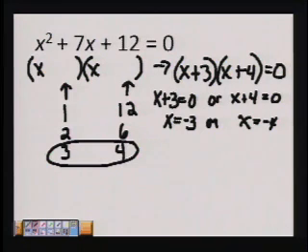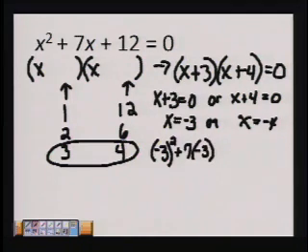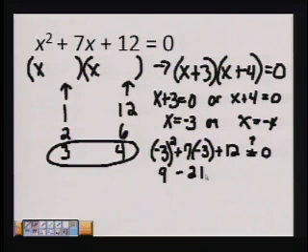Of course, we'll want to check our answers. We can substitute each value into the original equation one at a time. So we get negative 3 squared plus 7 times negative 3 plus 12. And we want to know, does that equal 0? Negative 3 squared is 9. 7 times negative 3 gives us minus 21 plus 12. 9 minus 21 is negative 12, plus 12 is 0. So negative 3 works. You can also plug in negative 4 in the same way, and you'll find that that also works. Let's try another example.